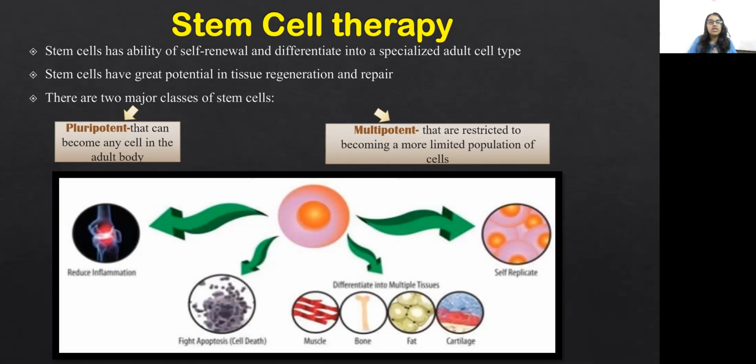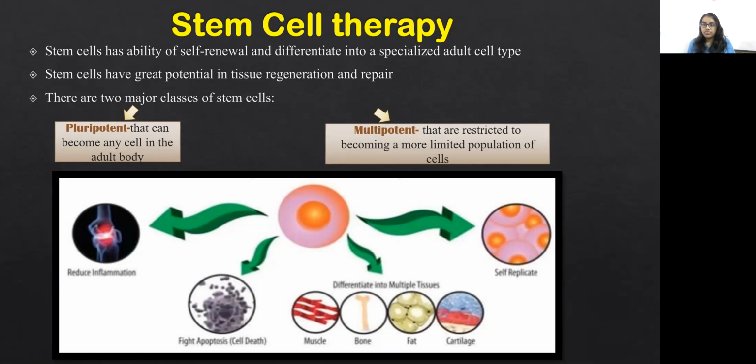There are two major classifications. There are actually a lot of classifications of stem cells, but talking about the basics, these are pluripotent as well as multipotent. These can be obtained from a lot of cells in our body. One of them is the pulp in our teeth. The pulp tissue which is present has stem cells.